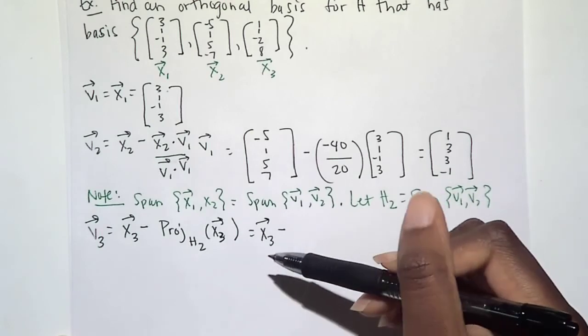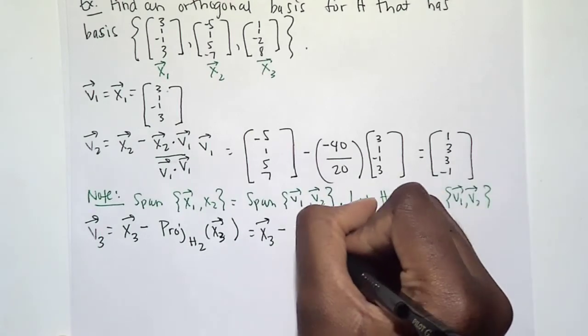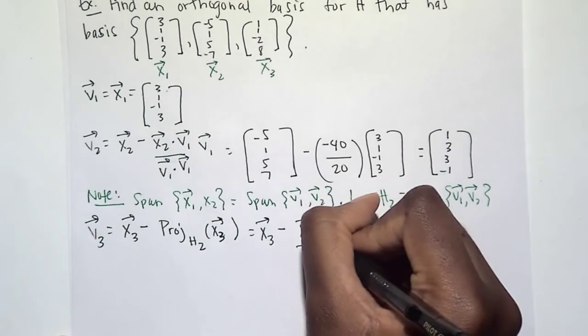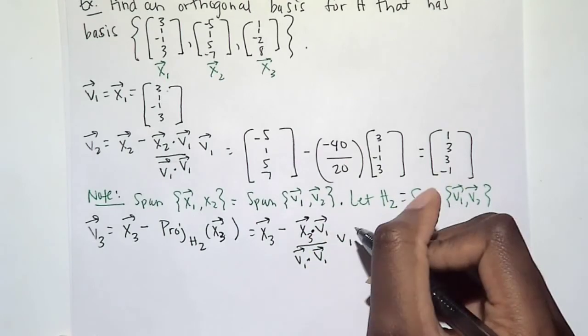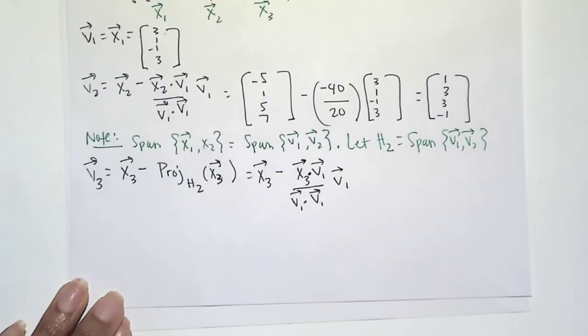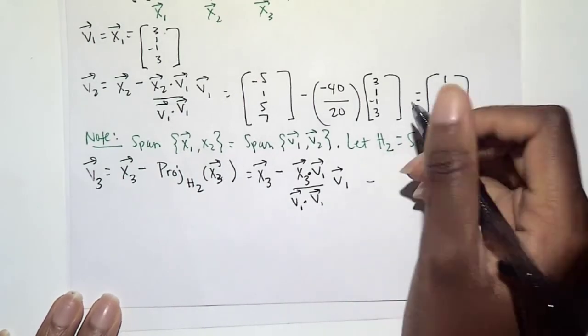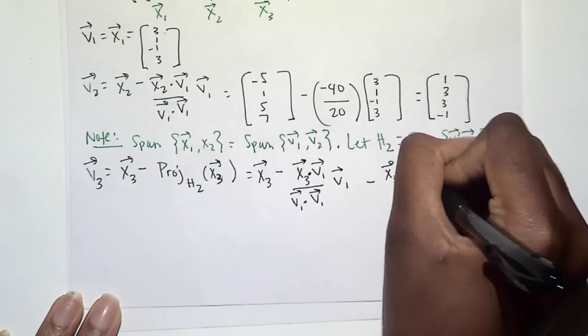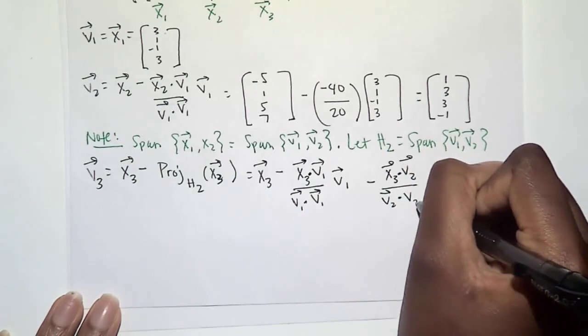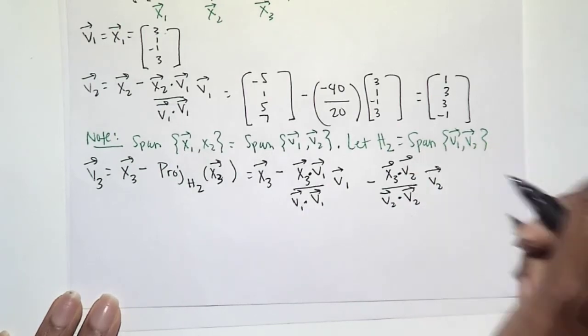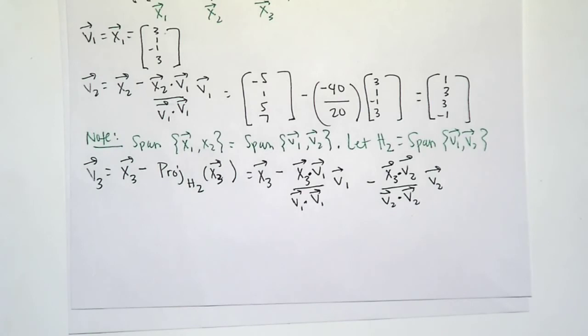All right, so we want to project onto v1 first. So x3 dot v1 over v1 dot v1 times v1. Then I'm also going to subtract the projection onto v2. So we got x3 dot v2 over v2 dot v2 times v2. All right, so it took a little more work, but we're just doing it component-wise.